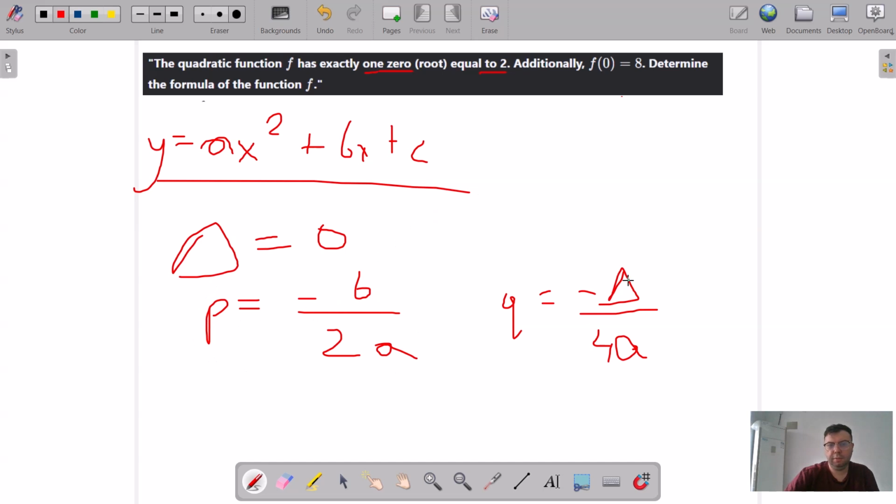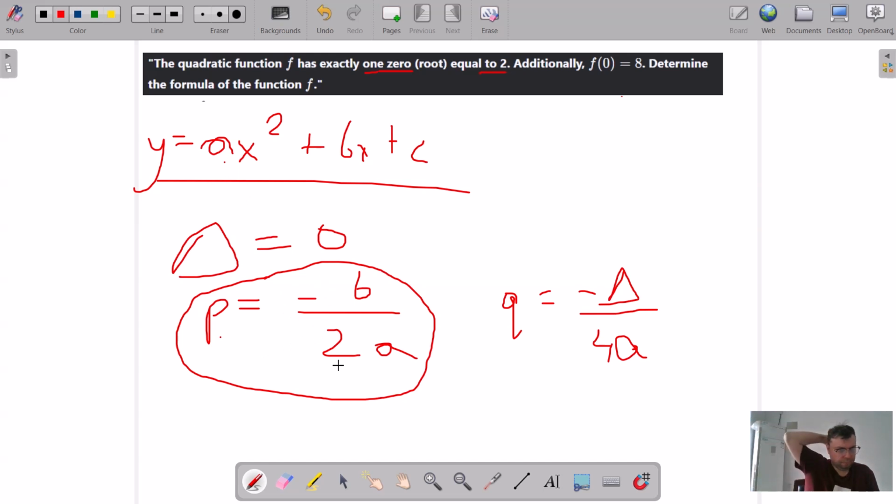So you see, we can know p and q not only from the vertex formula, but also from the general formula. If we apply these formulas, p stands for the value of x for the vertex, q stands for the value of y in the vertex. So we can use this to find the value of a. Since we know that p equals 2, we can write 2. Yeah, 2 is the value of x, like I said. 2 equals minus b divided by 2a.